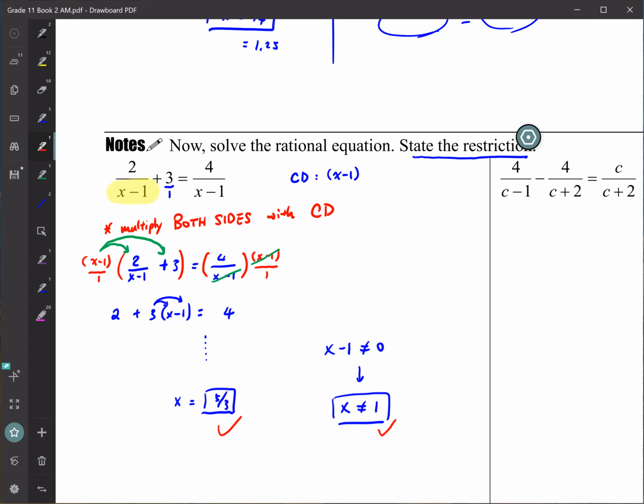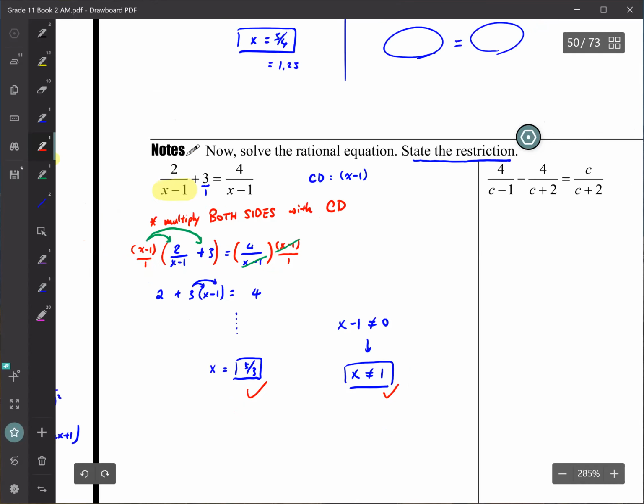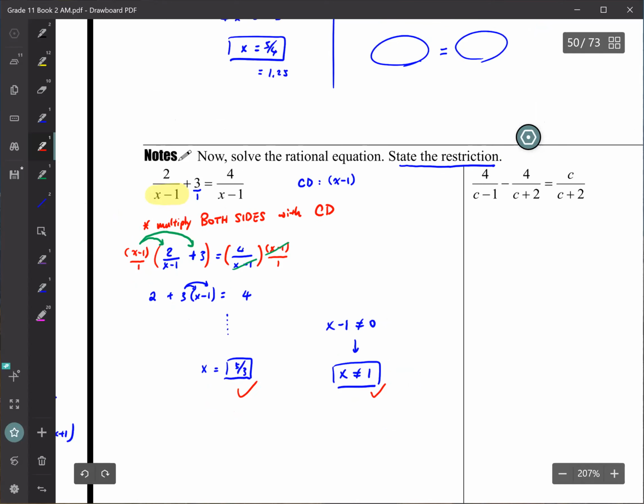Okay, I'll repeat that one more time. The restriction cannot be the same as the answer you found. Because if it's the same, that means you cannot use it, right? Restriction means it's a number you cannot have as your answer. Okay, so it's like a contradiction. All right, so let's look at the next one.